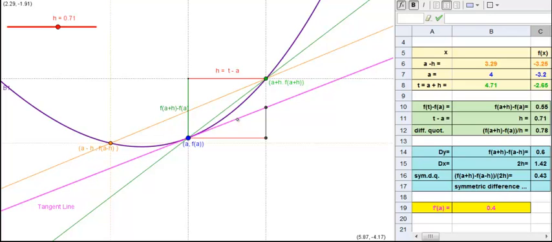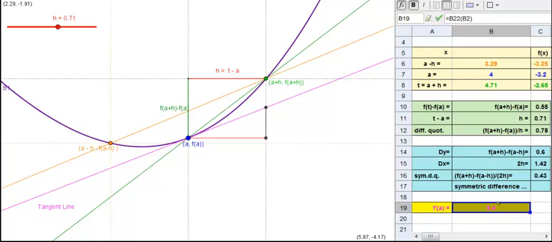So in a normal sense, most of the time, the symmetric difference quotient is a better estimate of the derivative than the difference quotient for a particular h. And in fact, it is the symmetric difference quotient that's built into a numerical derivative on a TI-84, for example. And of course, you can see that in the numbers over here as well. Right at the moment, the difference quotient is 0.78. Symmetric difference quotient is 0.43. The actual derivative is 0.4.